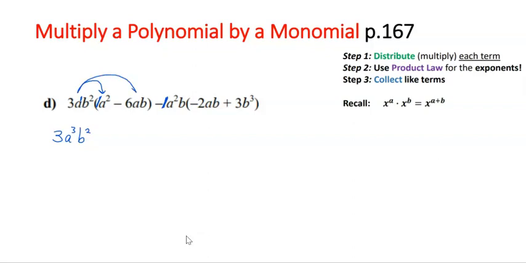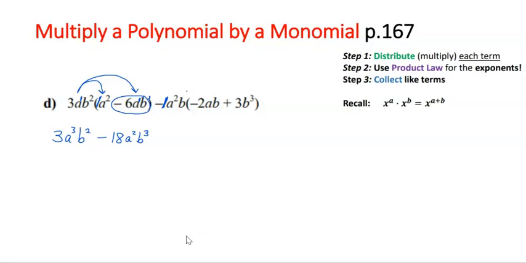For our next distribution, remember this is negative 6ab. So it's 3 multiplied to negative 6, negative 18. a to the 1 plus 1 is a squared. b to the 2 plus 1 is b cubed.